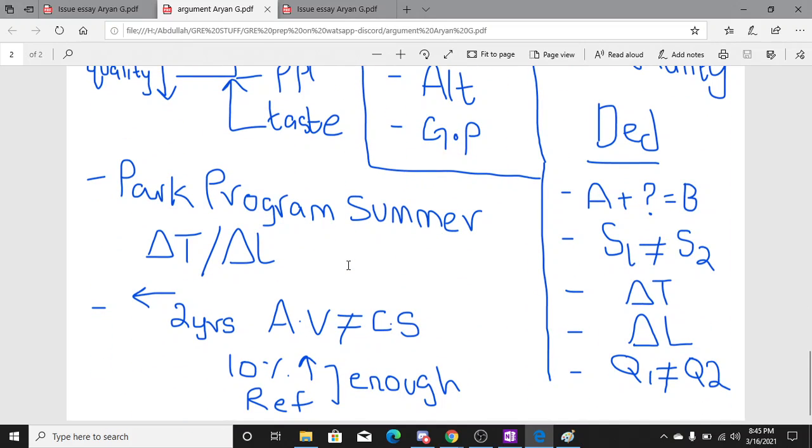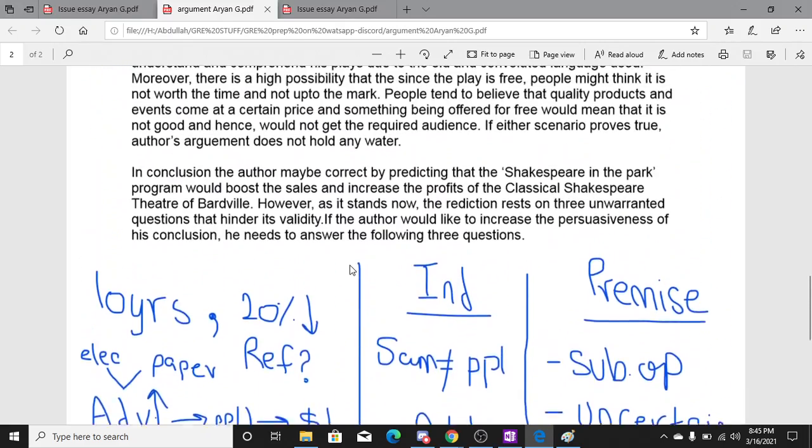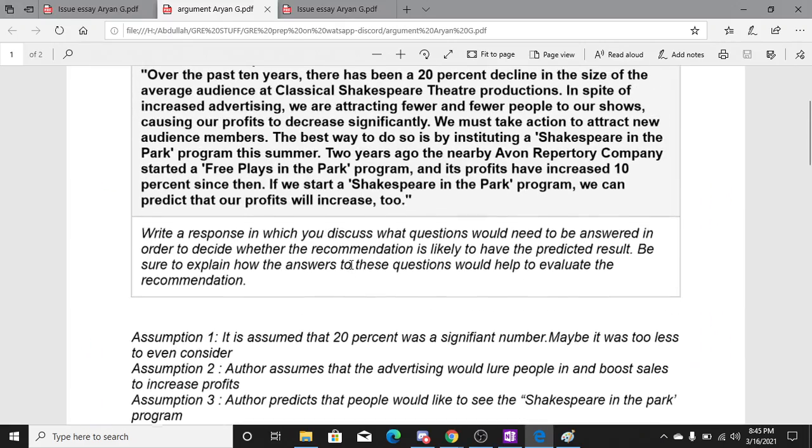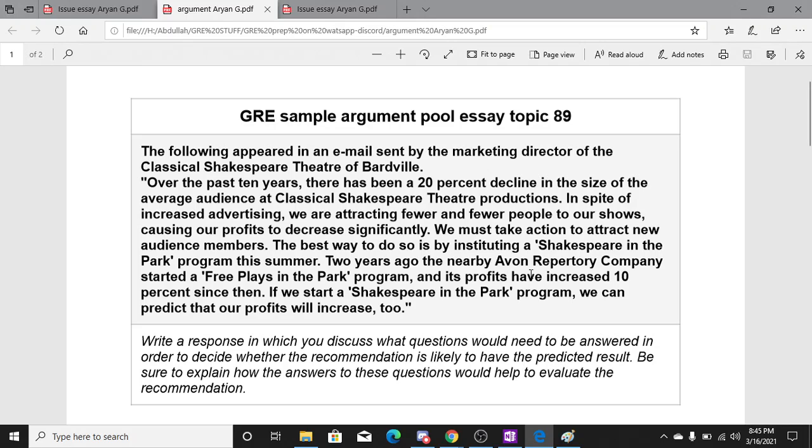Okay, over here, not only is the time an issue, not only is the location an issue, we have another issue, which is that subject 1 is not equal to subject 2. So these guys are basically trying to compare this Shakespeare stuff with this, what was its name? I don't know, I forgot the name. Let me see. Avon Repertory, whatever. I mean, you cannot simply compare two things. If something was successful for Avon, that doesn't guarantee that the same thing is going to be successful for them.